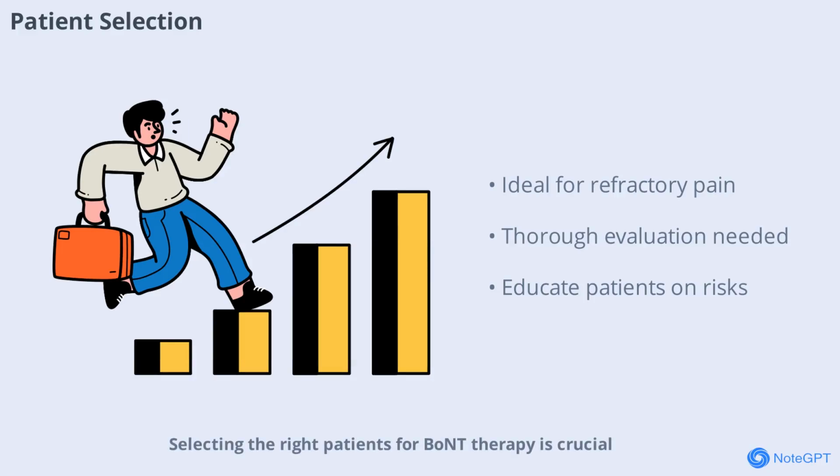Selecting the right patients for ONT therapy is crucial. Candidates are typically those with chronic refractory pain who have not responded to standard treatments. A thorough clinical evaluation helps identify the most appropriate injection sites and dosing. Patient education about expectations, potential benefits, and risks is an important part of the treatment process.